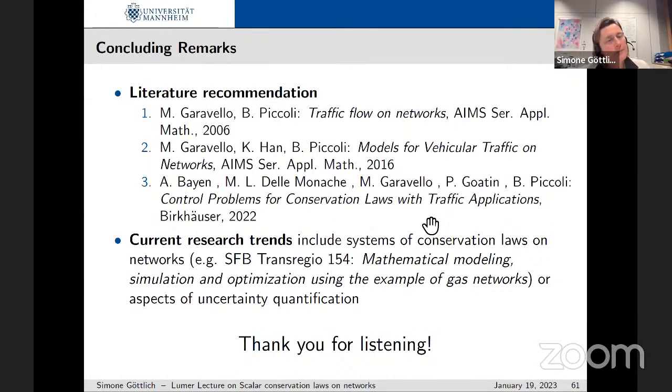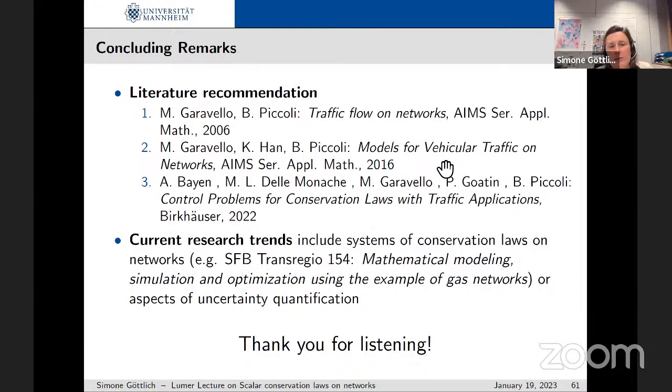Okay, what are the recommendations I can give you so far? There are really 3 nice textbooks for these traffic flow on networks problems. The first 2 are the ground basis for this kind of talk I presented today, and they are written by Mauro Garavello, Benedetto Piccoli, and Ken Han, where the full machinery for traffic flow models on networks is explained very carefully.